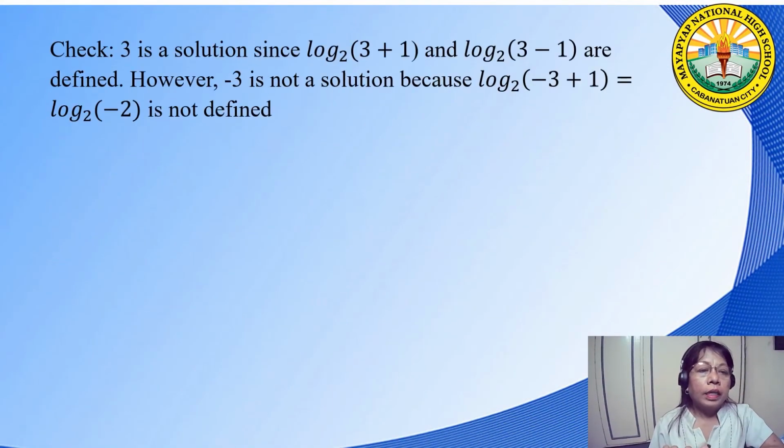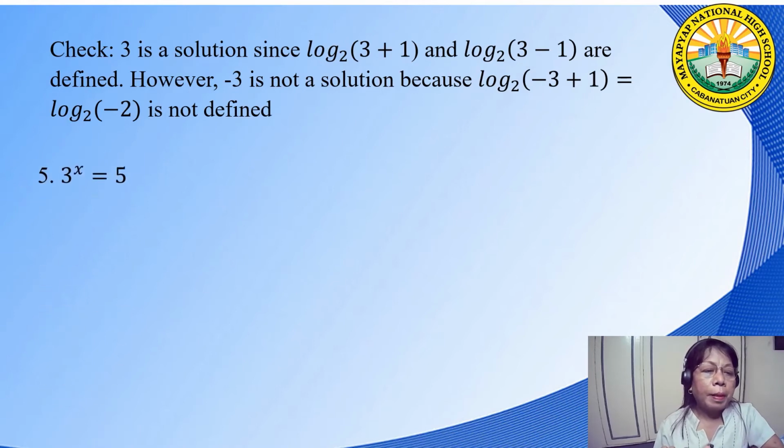3 is a solution since logarithm of 3 plus 1 to the base 2 and logarithm of 3 minus 1 to the base 2 are defined. However, negative 3 is not a solution because logarithm of negative 3 plus 2 to the base 2, which equals logarithm of negative 2 to the base 2, is not defined.